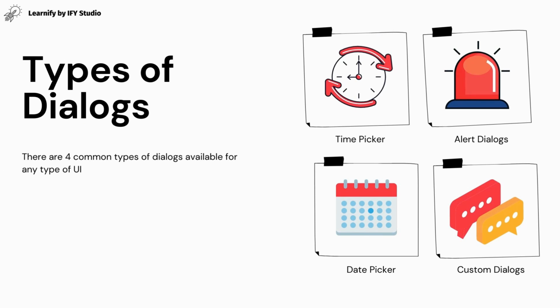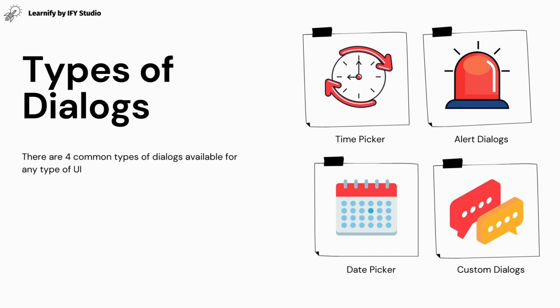Now let's understand what the common types of dialogues available in a UI are. The very first ones are the time picker, alert dialogues, date picker, and custom dialogues. The time picker, as the name suggests, is used to select time for any kind of event that you are putting across to the user.